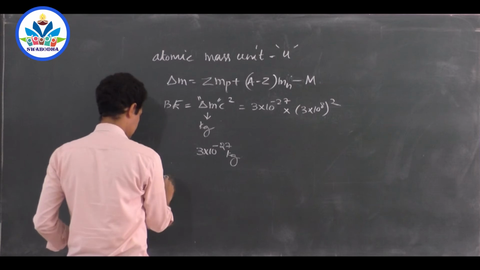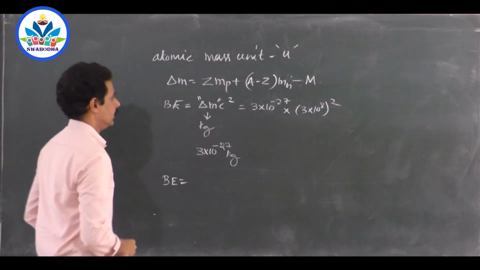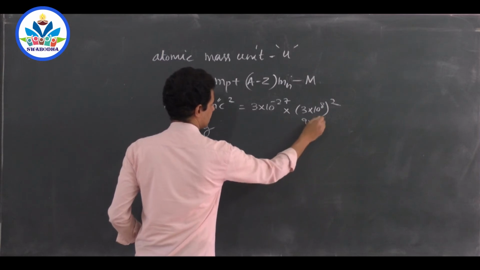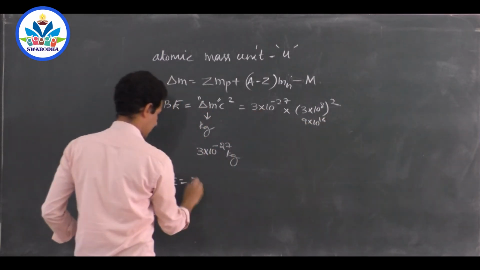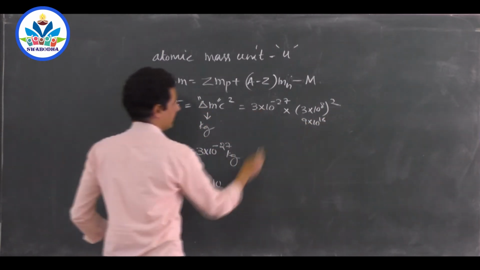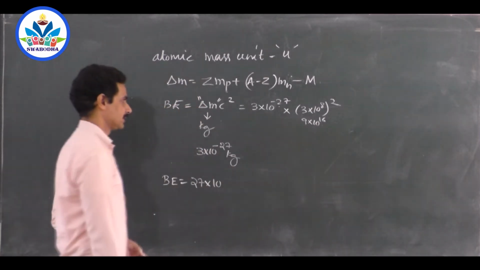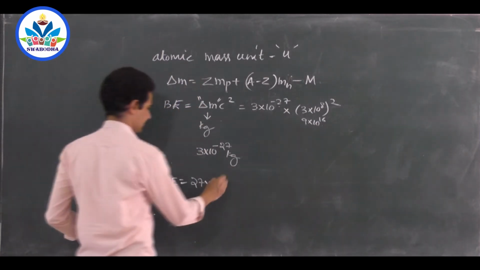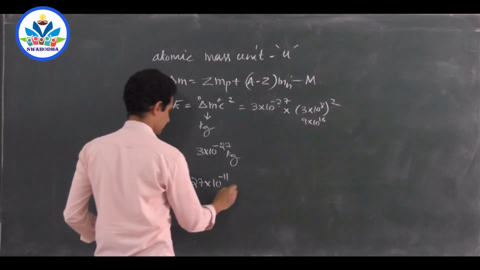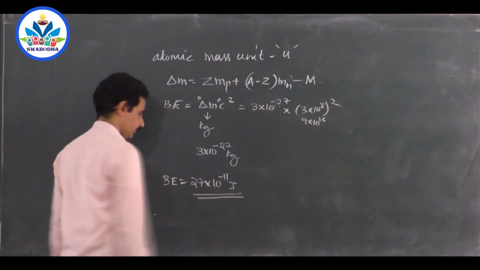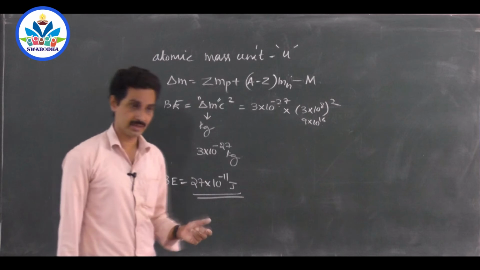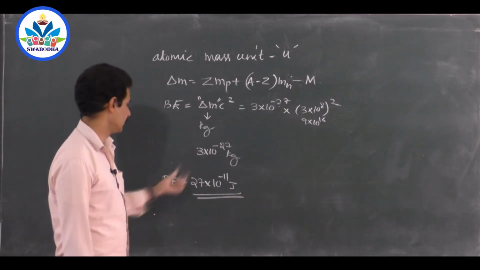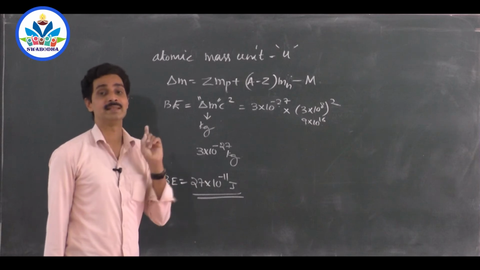So binding energy is equal to, you can multiply, this will be 9 into 10 to the power 16 after squaring. This is 27 into 10 to the power minus 27 plus 16, which is minus 11, correct? Yeah, 9 into 10 to the power 16 minus 11. This much of joules. So if you want to express the energy in joules, and if the mass is given directly in kgs or grams, put E equal to mc square, provided m is in kg.